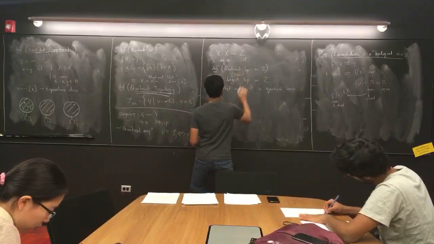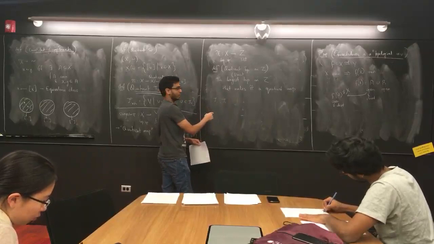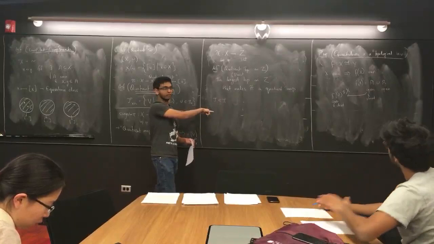So basically, if you have two topologies, T1 and T2 on the same set, such that T1 is contained in T2, so T2 is larger than T1, T2 is said to be finer than T1, and T1 is said to be coarser than T2.